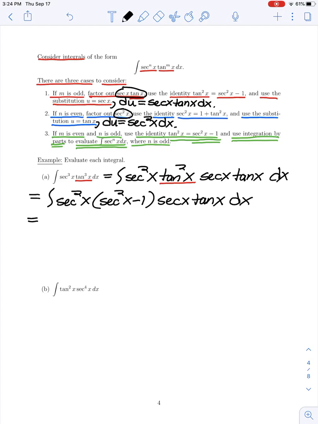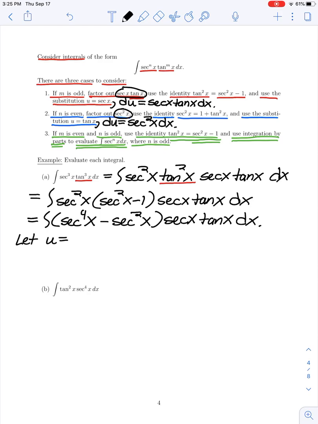So grouping all of my secant x terms together by distributing, I have the integral of secant x to the fourth power minus secant x squared times secant x tangent x dx. And from here, I can make use of a substitution. u is equal to secant x, so that du is equal to secant x times tangent x dx.